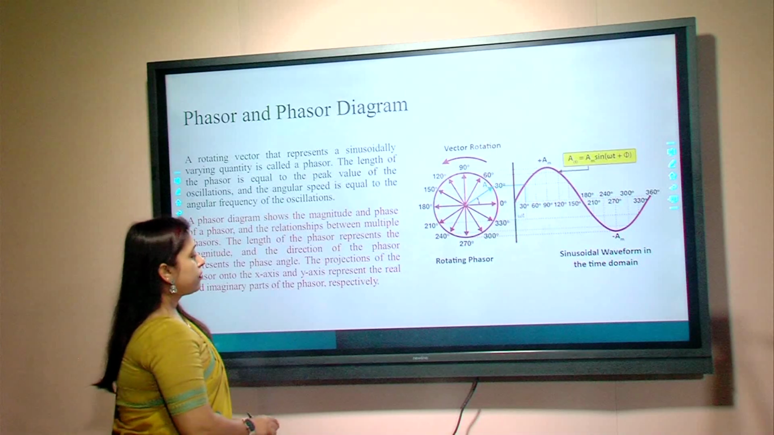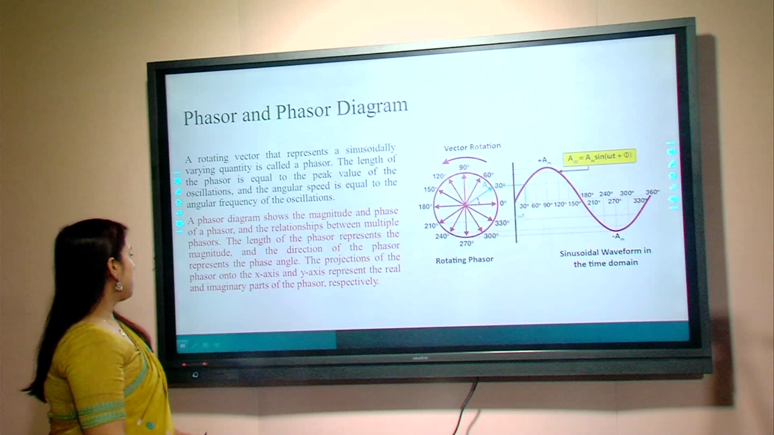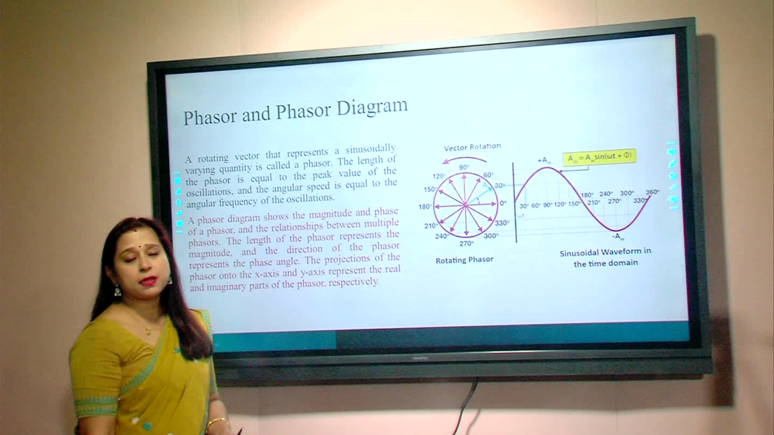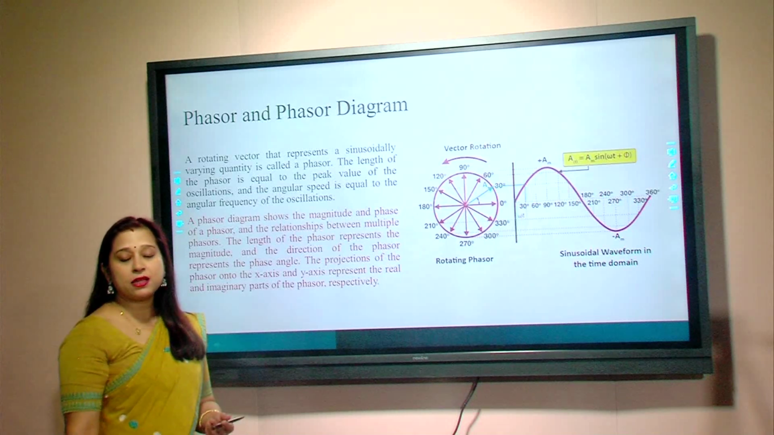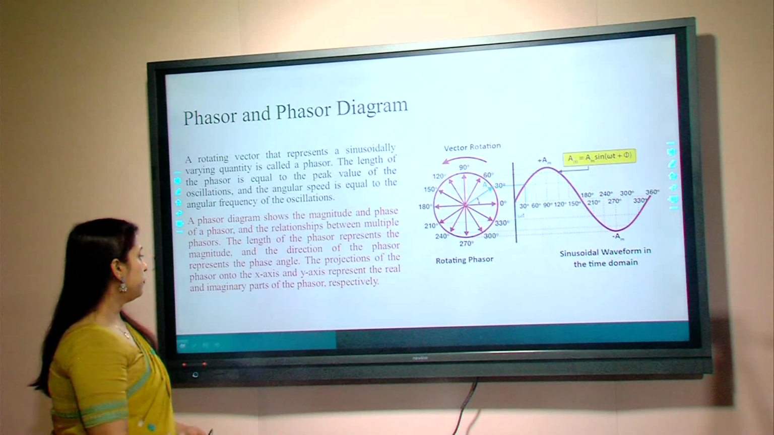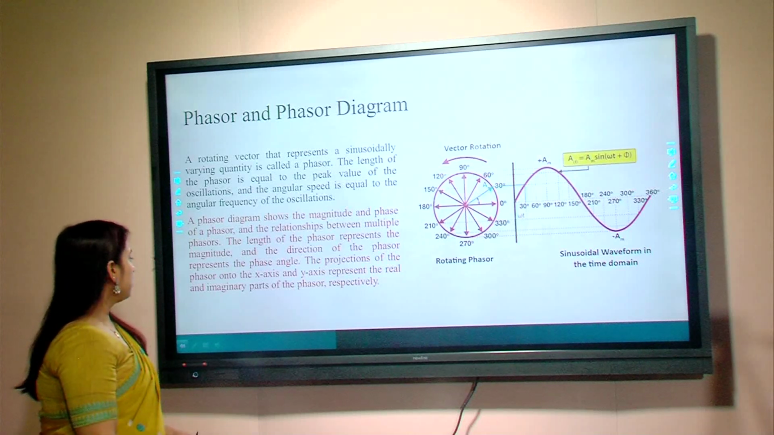The phasor diagram shows the magnitude and phase of a phasor and the relationships between multiple phasors. It means the relationship between a current vector and a voltage vector can be obtained using the phasor diagram. The length of the phasor represents the magnitude and the direction of the phasor represents the phase angle.